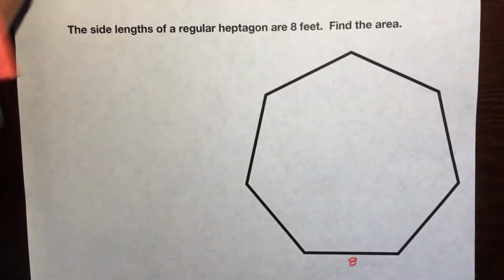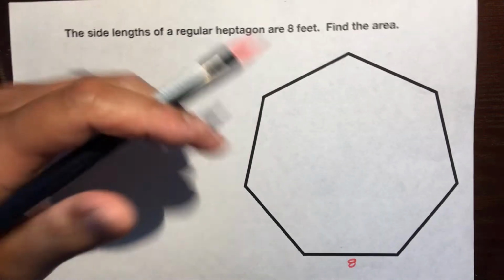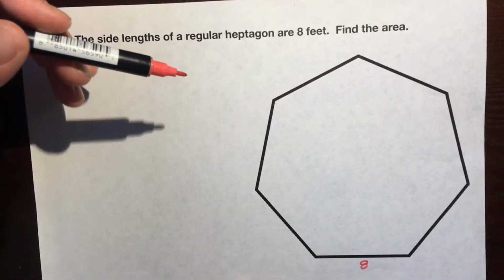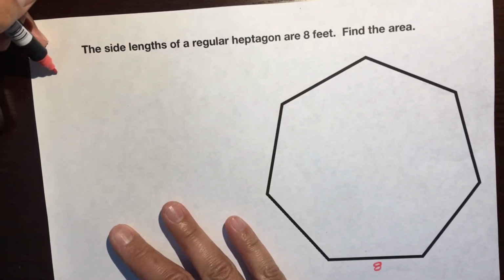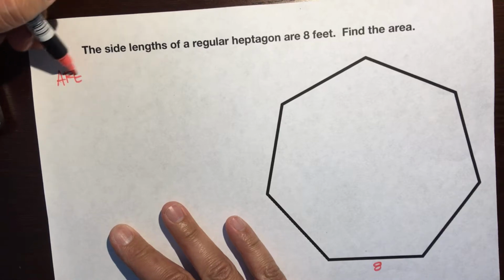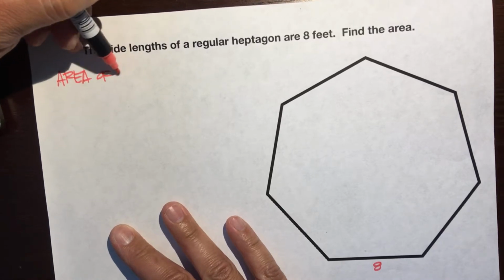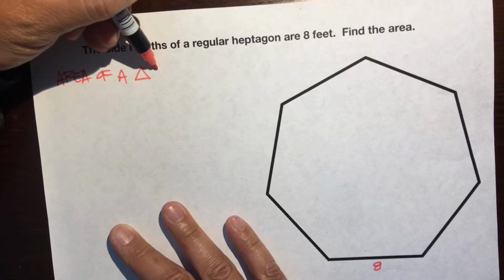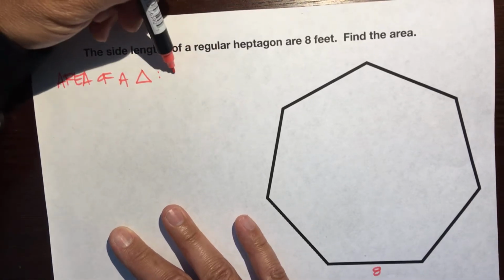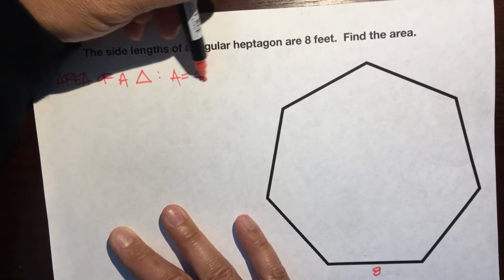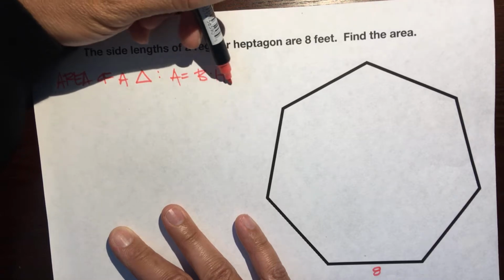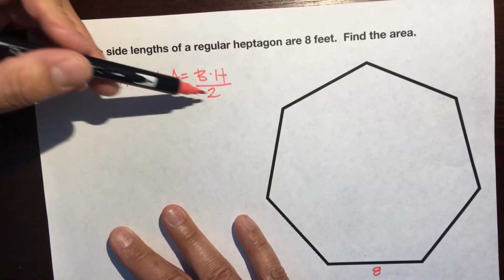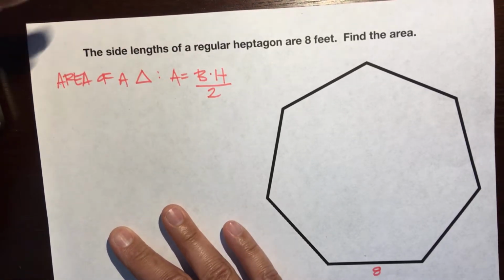So before we start calculating some stuff, we have to remember a few things. First thing is the area of a triangle. The area of a triangle is equal to base times height divided by 2. Remember, we divide by 2 because a triangle is half of a rectangle.